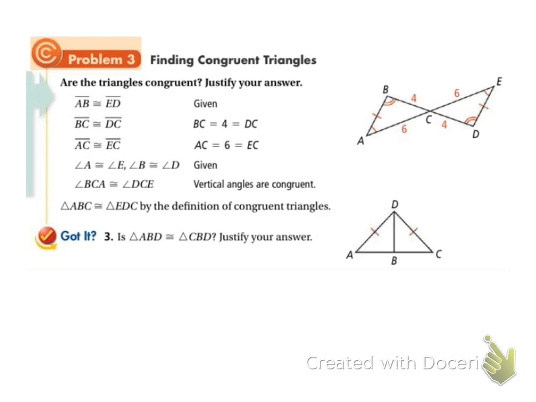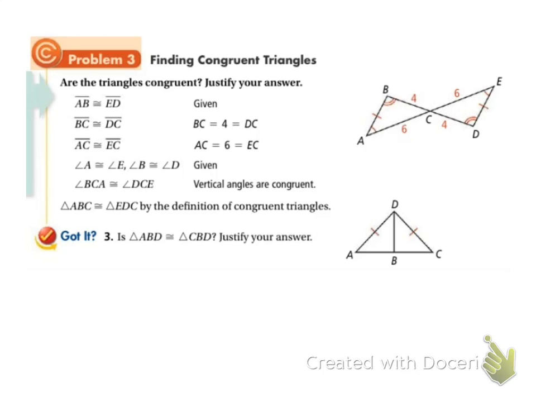Okay, are the triangles congruent? Justify your answers. Okay, so it's marked that AB is congruent to ED. And then if I look at the measures, I know that BC is congruent to CD because they're both marked with a 4. And I know that AC is congruent to EC because they're both marked with a 6.